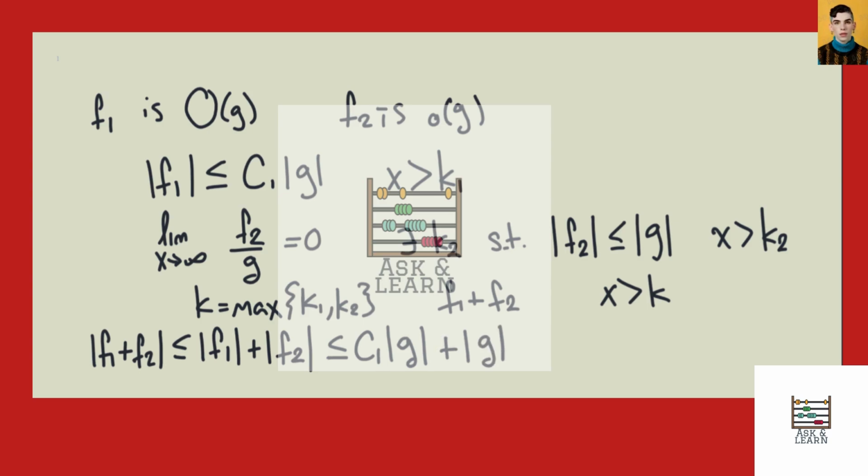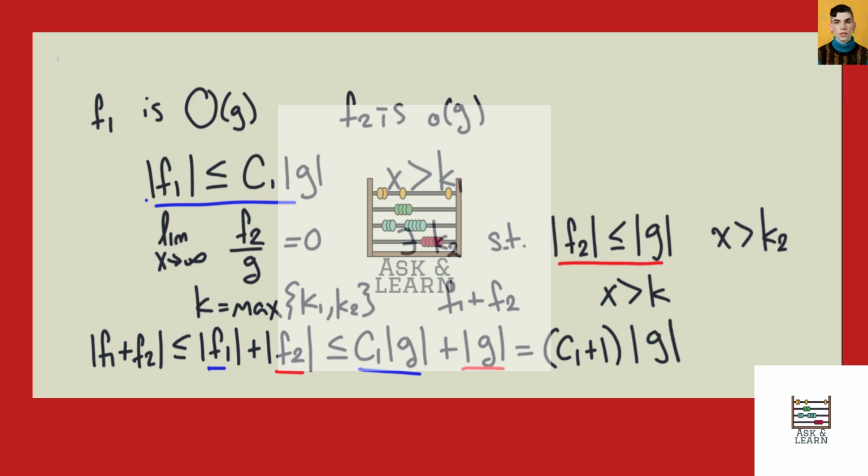And so c1 times g is coming from our first inequality here. And then this second g is coming from our inequality of f2 being less than or equal to the absolute value of g. Okay, well, so then this is going to be equal to c1 plus 1 times the absolute value of g, right?